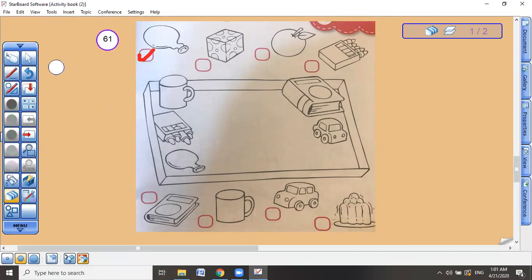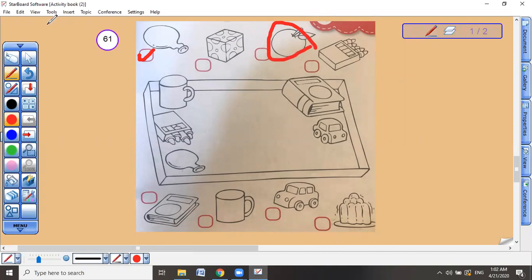Now, what's this? It's an apple. Now, can you see the apple on the tray? No, so you will not draw a tick. Now, what's this? Crayons. Now, can you see the crayons on the tray? Yes, so you will draw a tick.